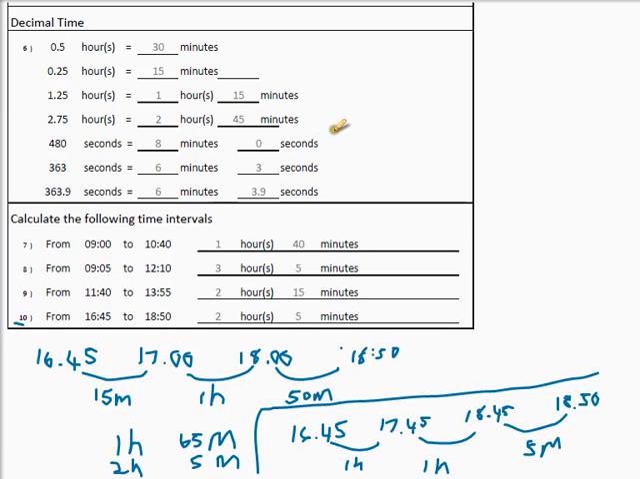So always different ways to do it. Do whatever you find the easiest. Okay? Pause the video if you wanted to check further. We're moving on.